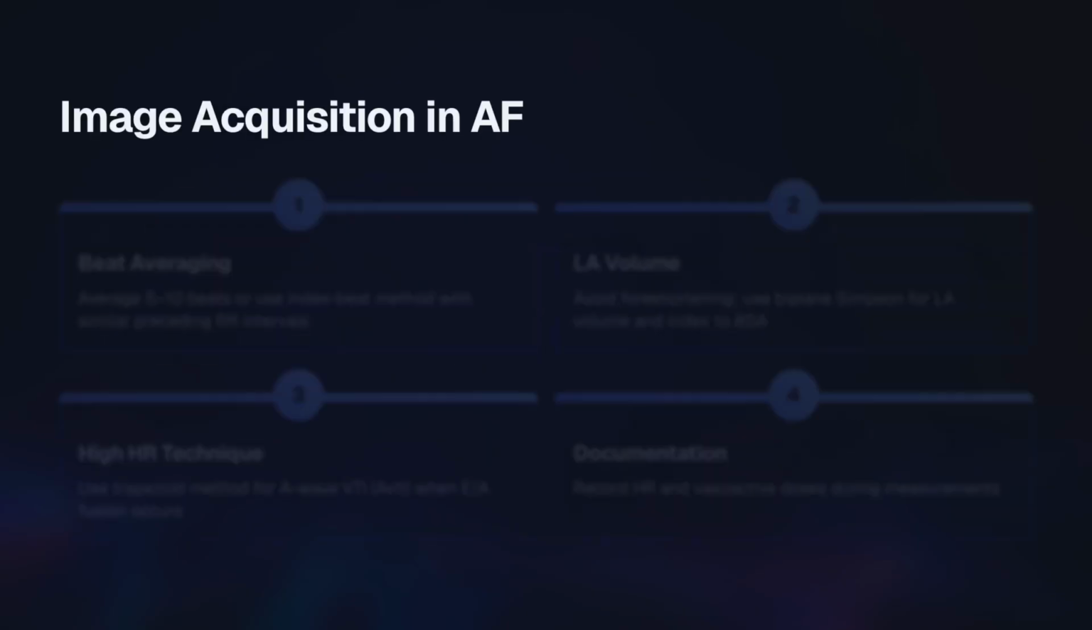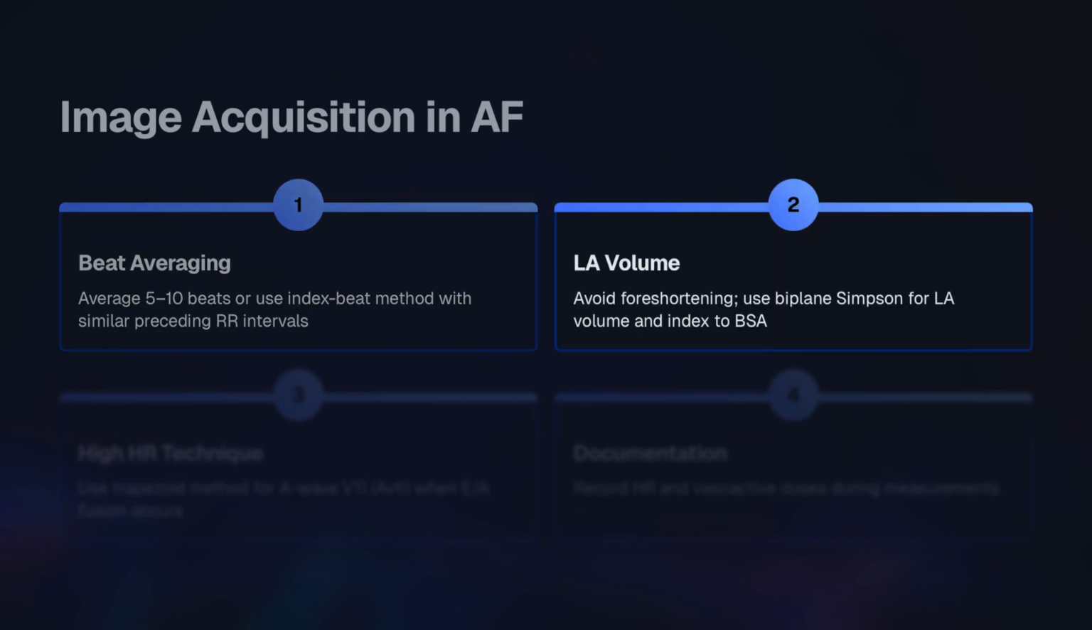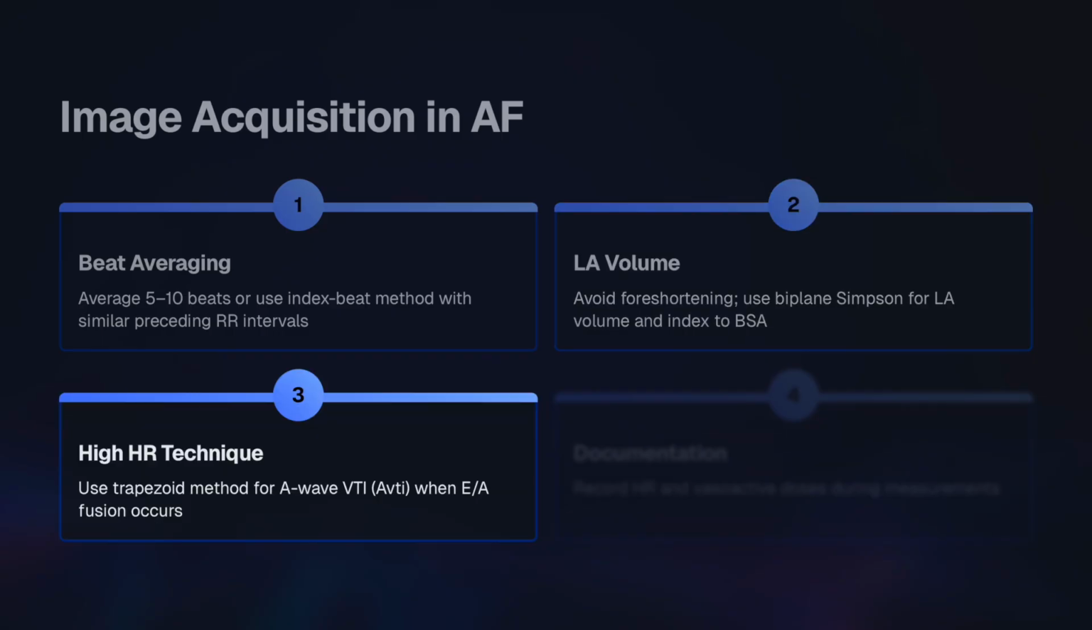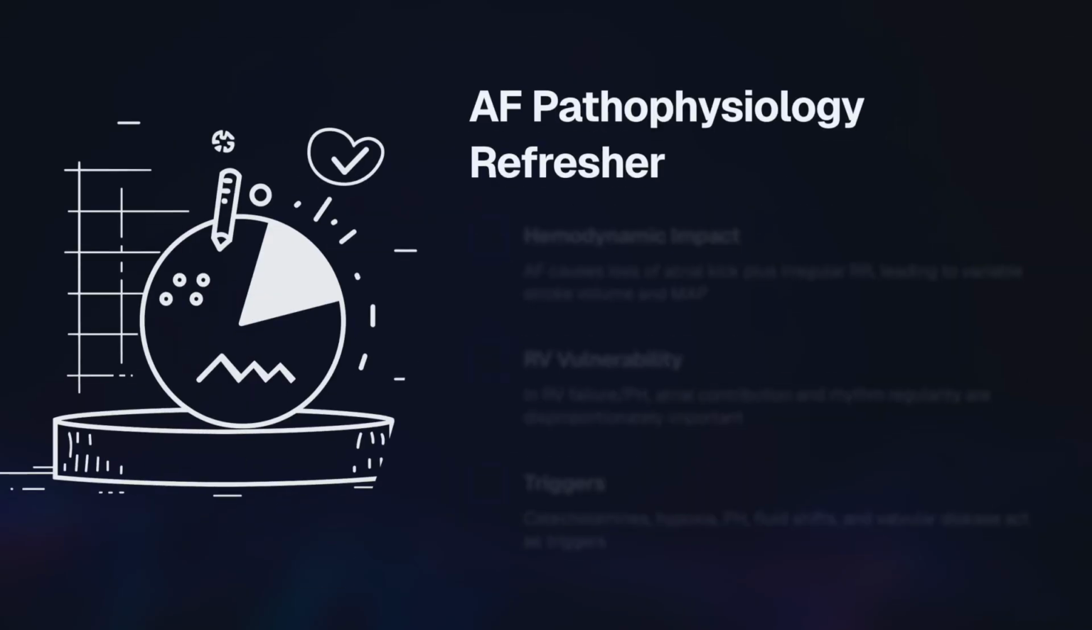So how do we acquire the image in atrial fibrillation? First, do beat averaging, average 5 to 10 beats, or use the index beat method with similar preceding RR intervals. Check the LA volume, avoid foreshortening, use biplane Simpson for the LA volume and index it to the body surface area. For high HR, there is a trapezoid method for the A wave VTI when the E-A fusion is occurring. And for documentation, record your heart rate and the vasoactive dosages you are using during this particular measurement.